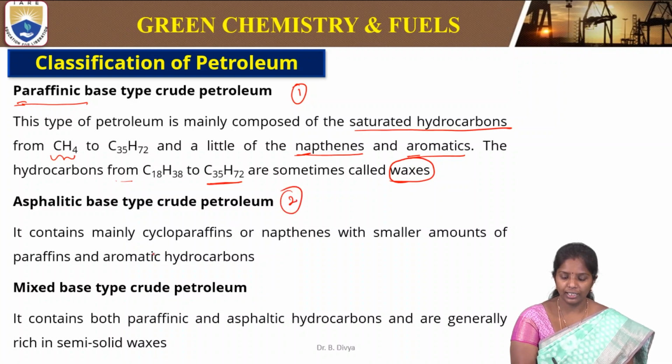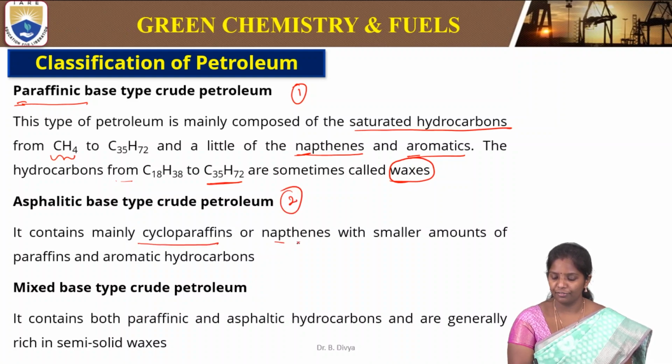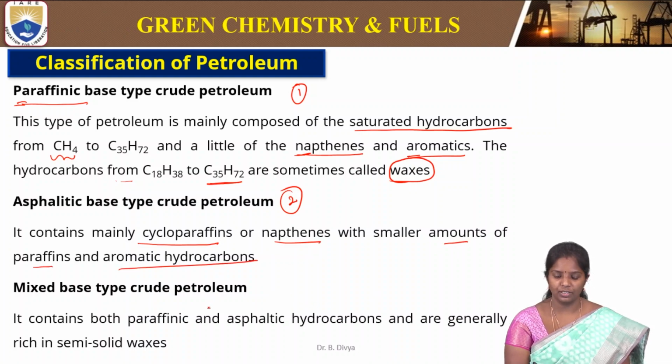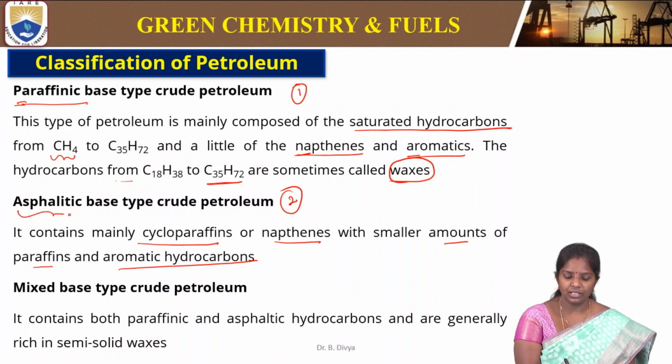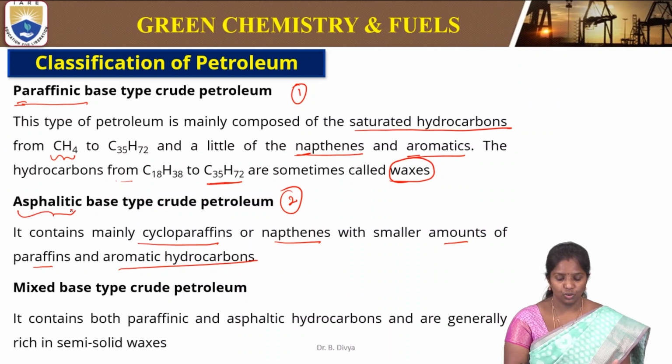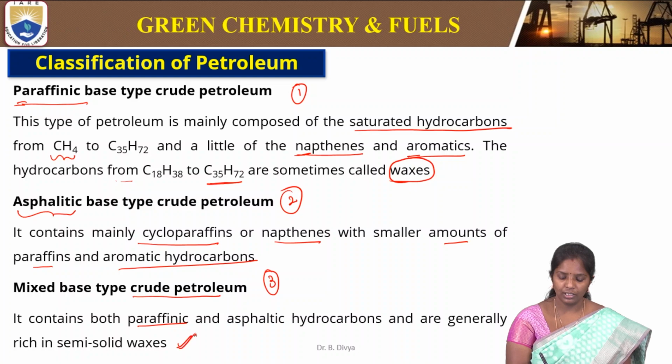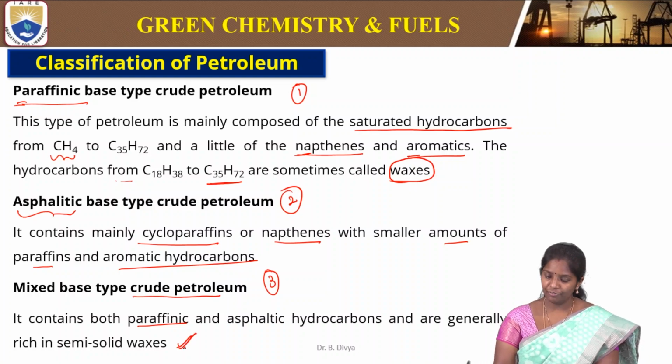Second one, so this contains mainly cycloparaffins or naphthenes with smaller amounts of paraffins and aromatic hydrocarbons. So this has very small amounts of aromatic hydrocarbons and paraffins. So that is why it is coming under asphaltic base petroleum. So next is the third one, mixed base crude petroleum. It has both asphaltic and paraffinic hydrocarbons and is generally called semi-solid waxes.